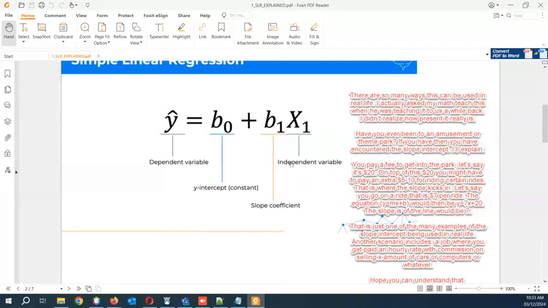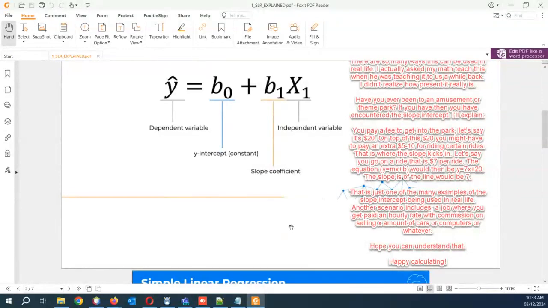The equation will be y equals mx plus b, and it would look something like this: y equals 7 times the number of rides that you take, plus 20. The slope of the line would be 7. That is just one of the many examples of the slope intercept being used in real life.